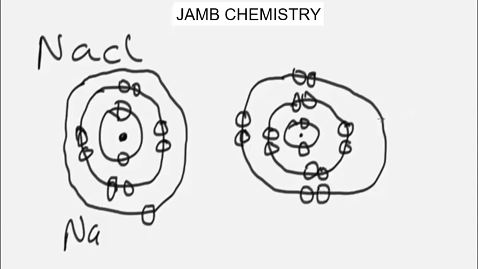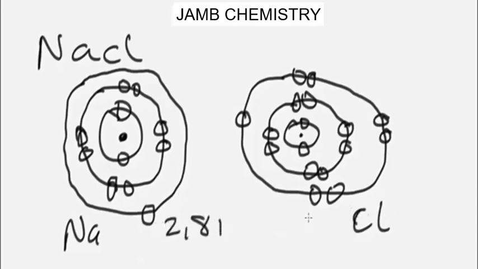Now, chlorine, as we all know, has atomic number 17. Let me put this here so that it will be easy to illustrate. Basically, this is the chlorine atom. The electronic configuration here we have to be 2, 8, 1.